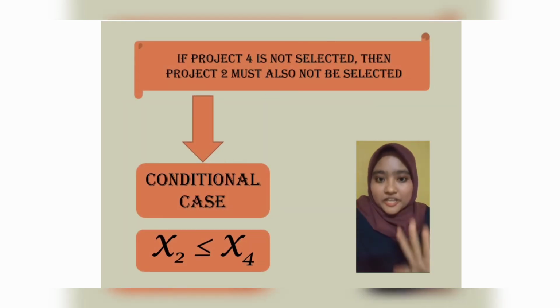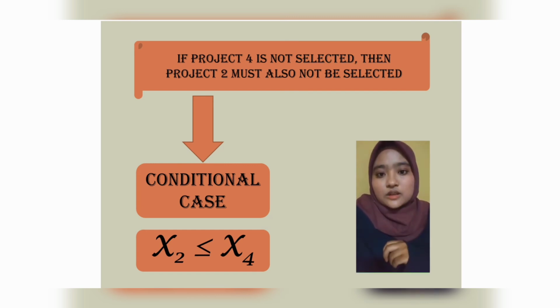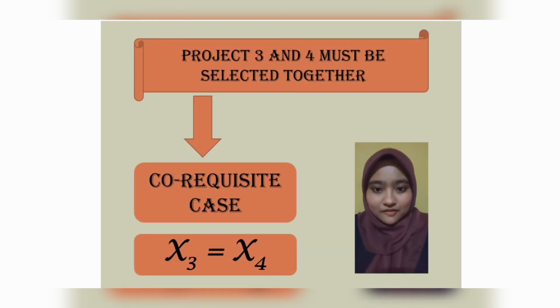Okay, let's take a look at even more. If project 4 is not selected, then project 2 must also not be selected. This is another conditional case where project 4 depends on project 2. So, x2 less than or equal to x4. Next, project 3 and project 4 must be selected together. This is a co-requisite case where project 3 and project 4 must be in and out together. So, x3 equal to x4.